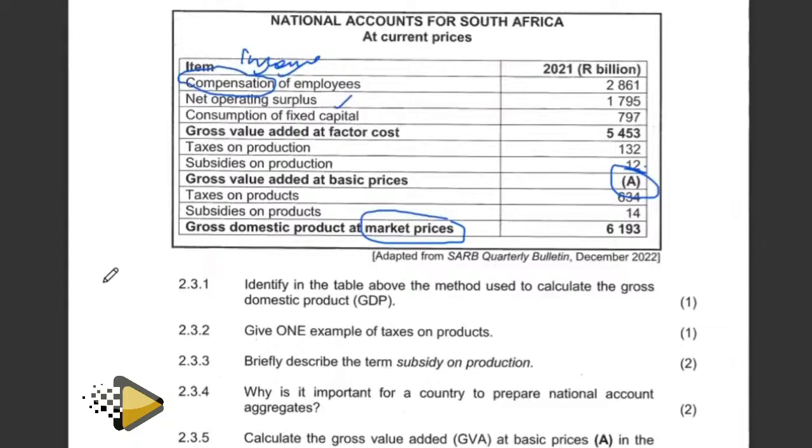Okay, right. So the first question reads as follows. 2.3.1: identify in the table below the method used to calculate the gross domestic product. The method that has been used here, as I've explained, is the income method. This is nothing but the income method.